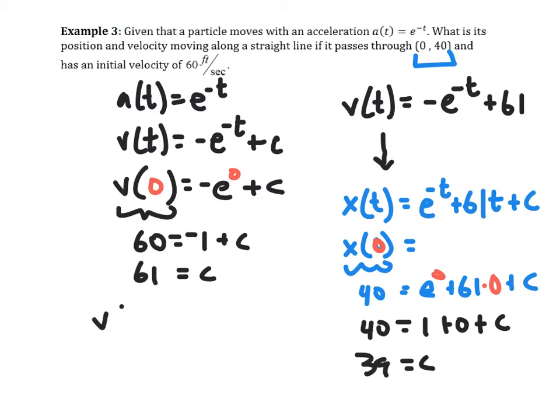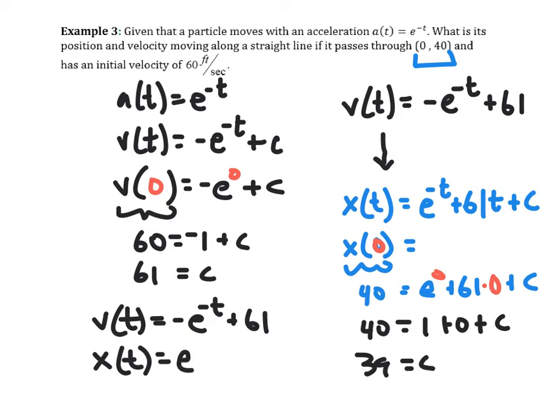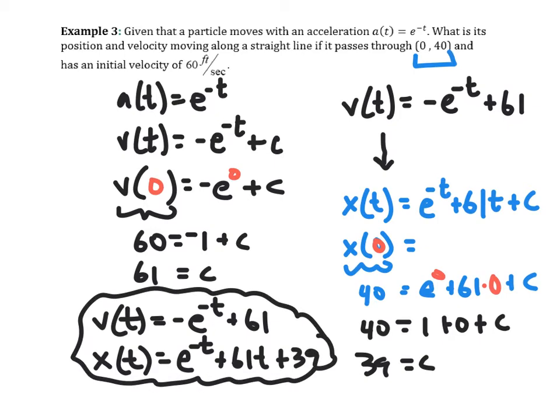So our velocity function with respect to time was negative e to the negative t plus 61, and our position function would be e to the negative t plus 61t plus 39. There's our position and velocity functions based on the information given.